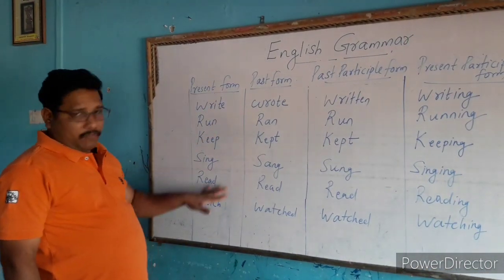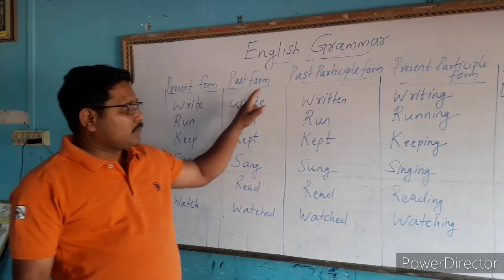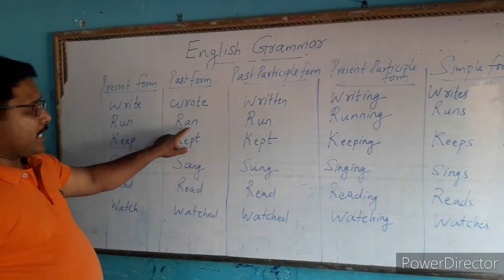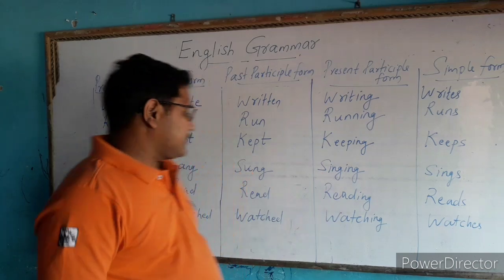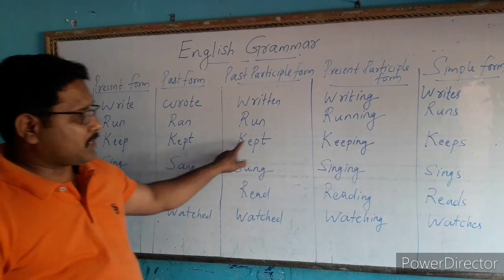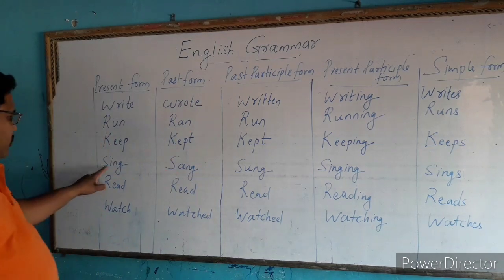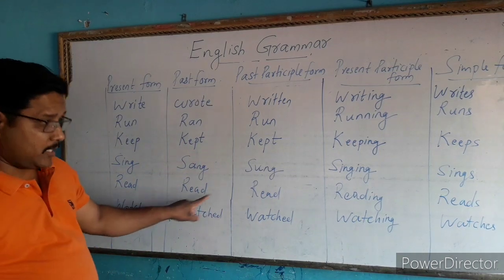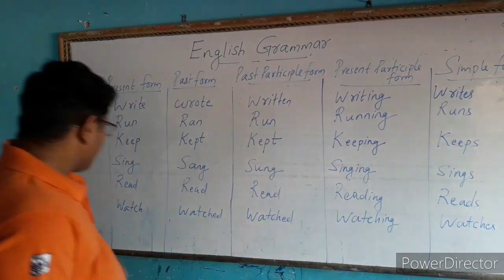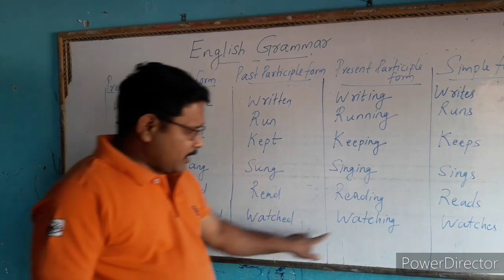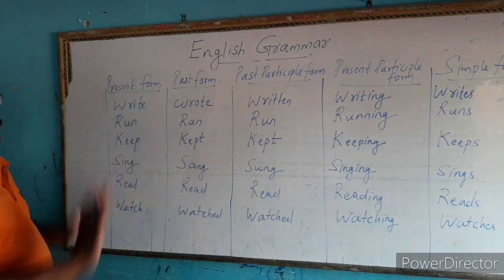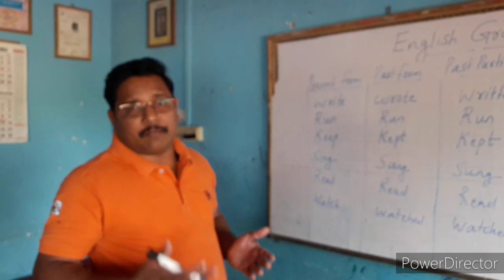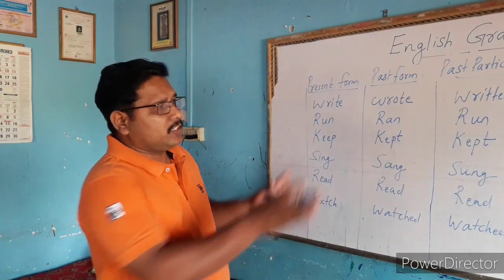See the 5 forms: write, wrote, written, writing, writes; run, ran, run, running, runs; keep, kept, kept, keeping, keeps; sing, sang, sung, singing, sings; read, read, read, reading, reads; watch, watched, watched, watching, watches. See, there are 5 forms in it. How many verbs are there in English? We can make complete sentences with verbs, these 5 forms.